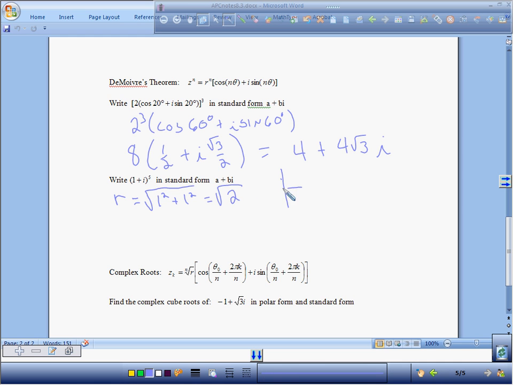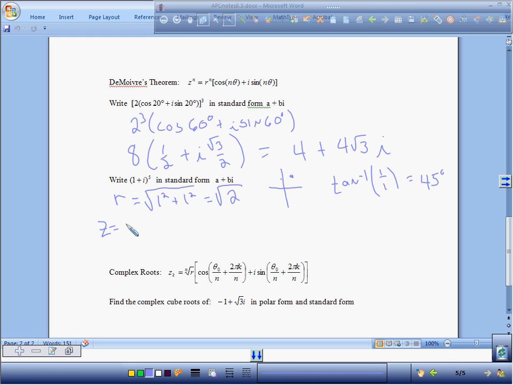So if I were going to graph this point, 1 plus 1i, which quadrant am I in? First. I'm in the first quadrant, right? So what is the inverse tangent of 1 over 1? Anyone remember what that is? Inverse tangent of 1? 45 degrees. 45 degrees, okay?